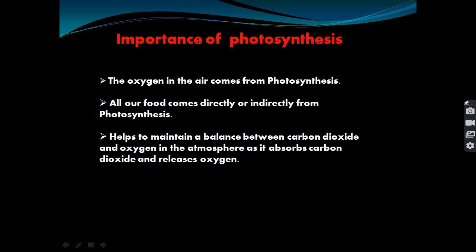Coming to the importance of photosynthesis. Why is photosynthesis important, or how is photosynthesis useful to us? The three main points are: oxygen in the air mainly comes from photosynthesis. All our food directly or indirectly comes from photosynthesis. And it helps to maintain a balance between carbon dioxide and oxygen in the atmosphere, as it absorbs carbon dioxide and releases oxygen to the environment. So this was all about photosynthesis.